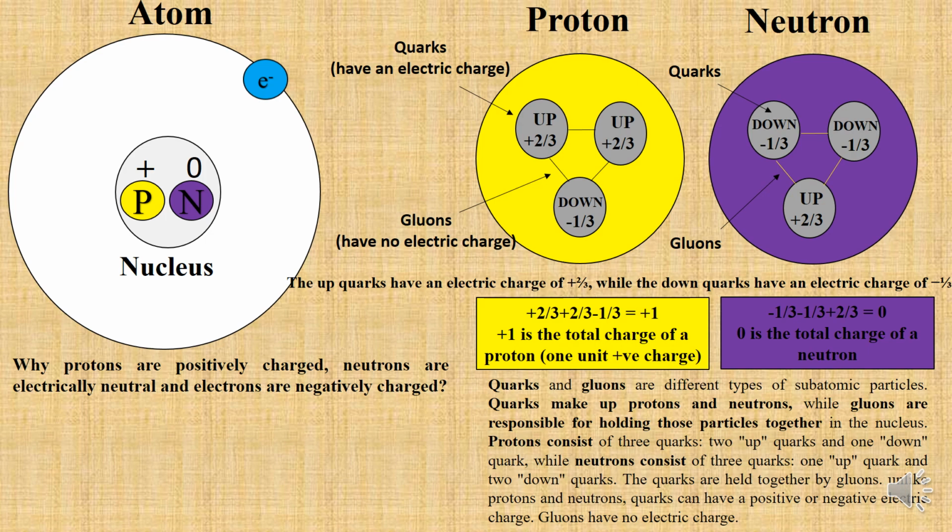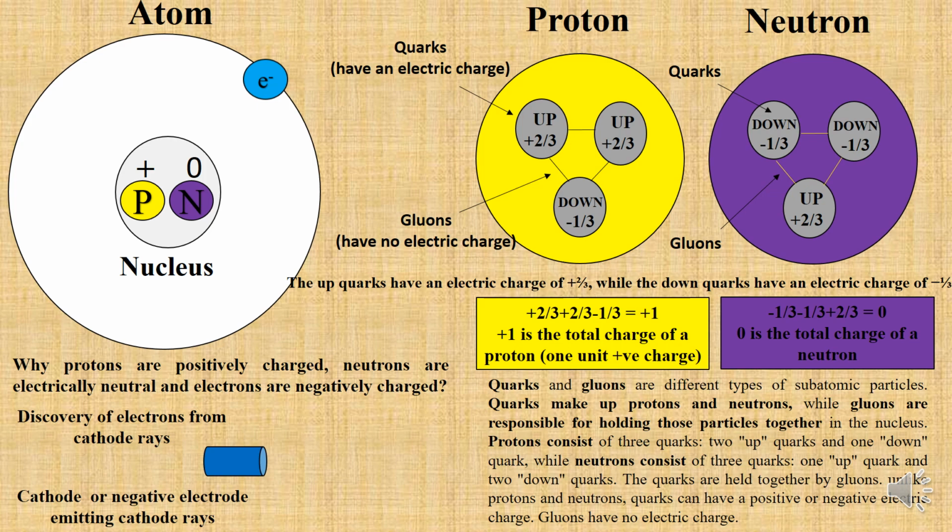Now coming to the third part of the question, why are electrons negatively charged? Now the answer to this question goes back to the origin of electric charge in case of electron. That is, we have to go back to the discovery of electrons from cathode rays.